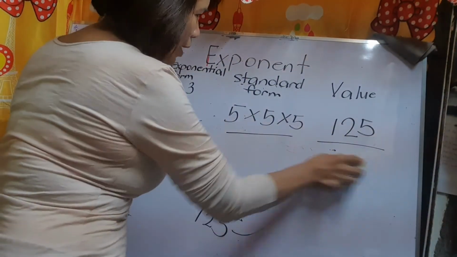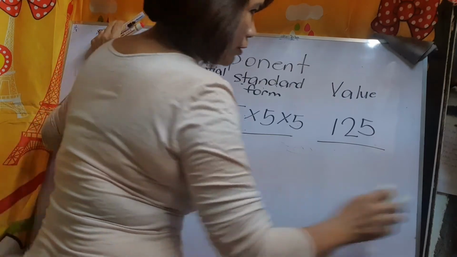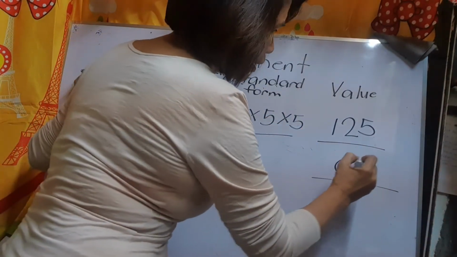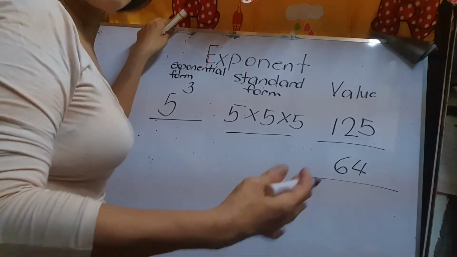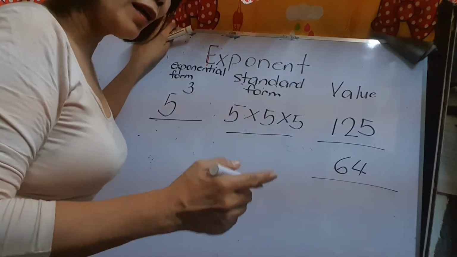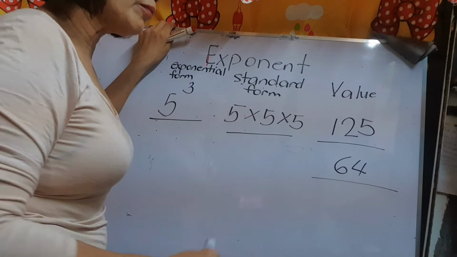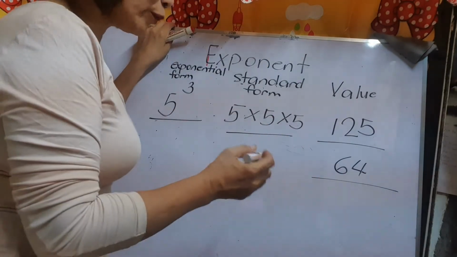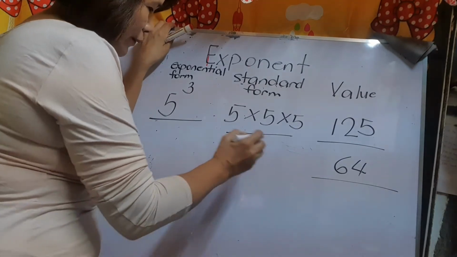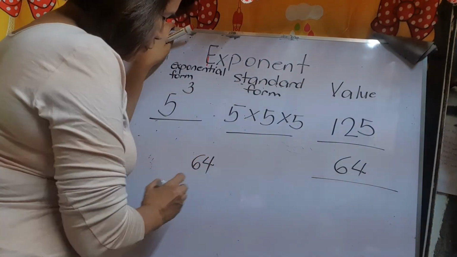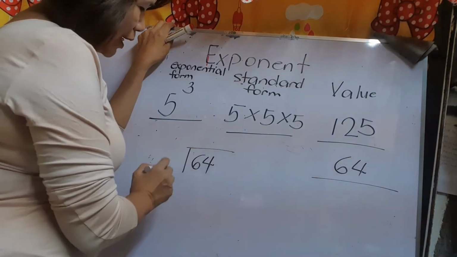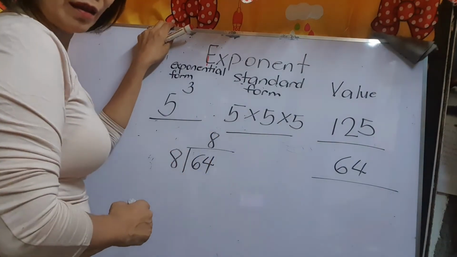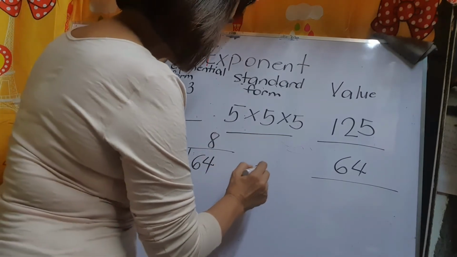Okay, let's halimbawa. Given ninyo dito, nakalagay dyan, may value na 64. Okay, so saan ba pwedeng nanggaling ang 64 na the same number will be repeated? Okay, the same number, it will be multiplied. Tingnan natin. So sabi natin, ang 64, i-divide natin sa 8. So, 64 divided by 8 is 8.